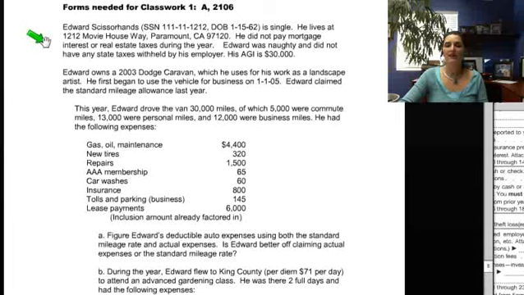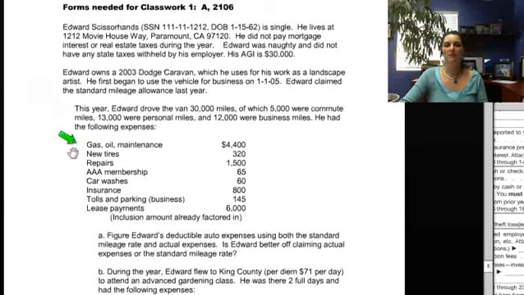Edward owns a 2003 Dodge Caravan, which he uses for his work as a landscape artist. He first began to use the vehicle for business on 1/1/05. Edward claimed the standard mileage allowance last year. This year, Edward drove the van 30,000 miles, of which 5,000 were commute miles, 13,000 were personal miles, and 12,000 were business miles. He had the following expenses. So we've got a list of all of the expenses shown here.